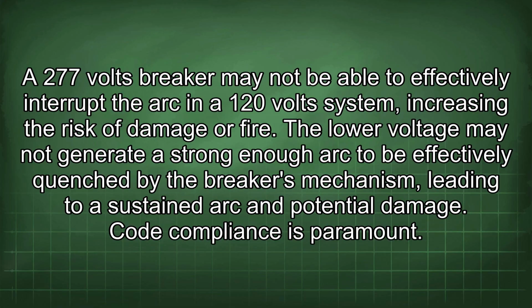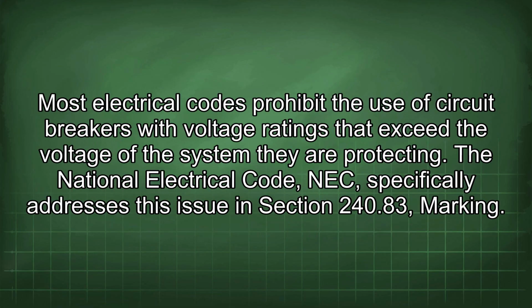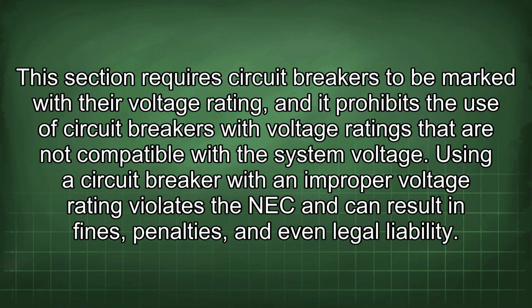Code compliance is paramount. Most electrical codes prohibit the use of circuit breakers with voltage ratings that exceed the voltage of the system they are protecting. The National Electrical Code, NEC, specifically addresses this issue in section 240.83, marking. This section requires circuit breakers to be marked with their voltage rating, and it prohibits the use of circuit breakers with voltage ratings that are not compatible with the system voltage. Using a circuit breaker with an improper voltage rating violates the NEC and can result in fines, penalties, and even legal liability.